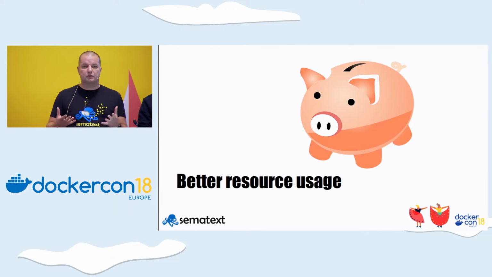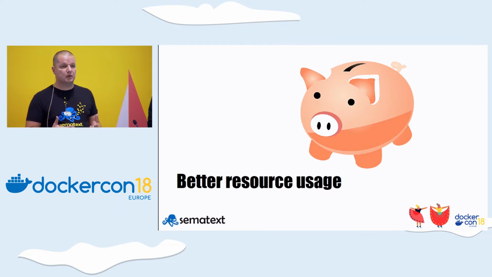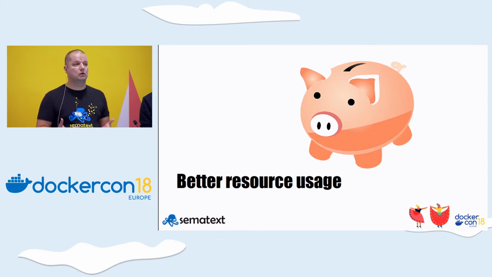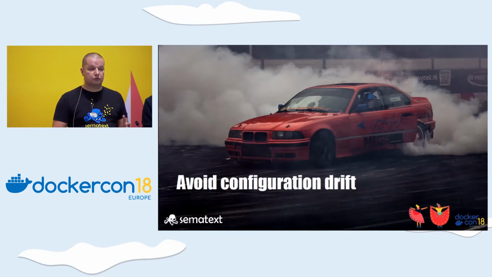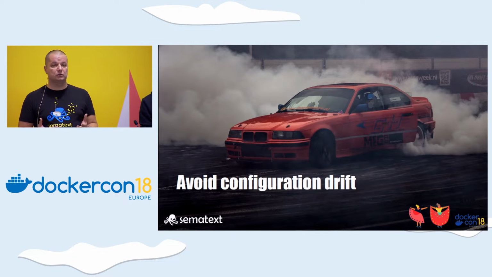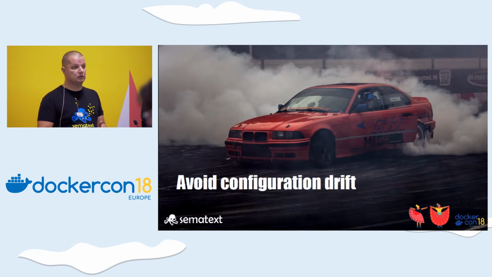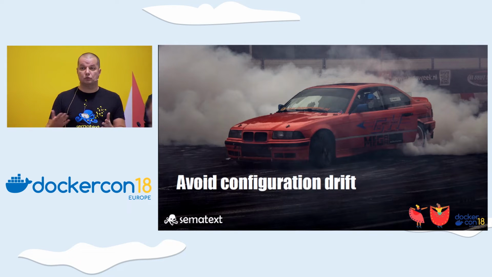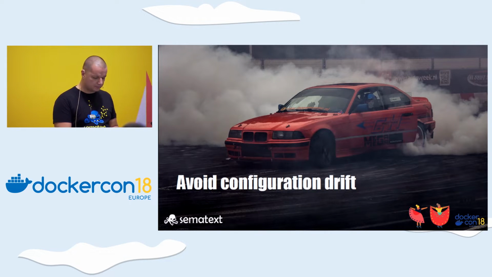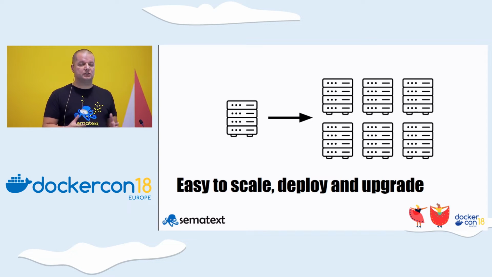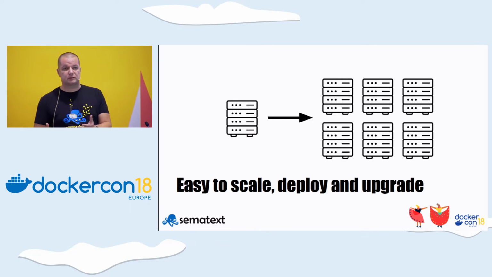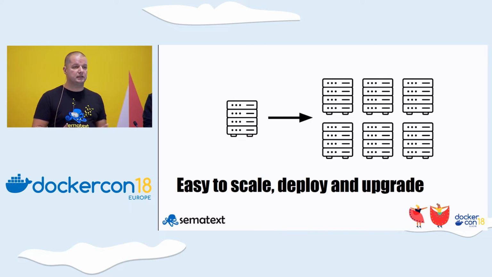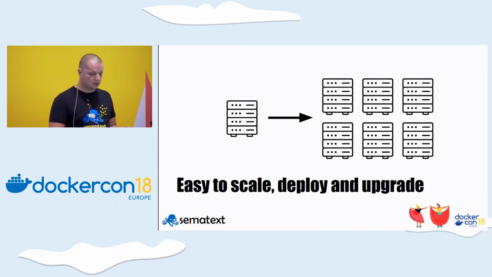We wanted better resource usage to save some money to be able to use it elsewhere. We also wanted to avoid configuration drift so that our containers are the same in QA, production, and test environments, so no oops are happening. In addition to that, we wanted easy to scale, upgrade, and deploy infrastructure so we can react to metrics, both upscale when it's needed and downscale when it's needed as well.